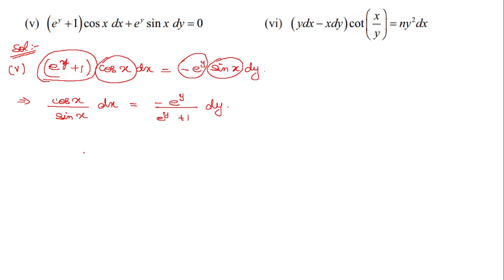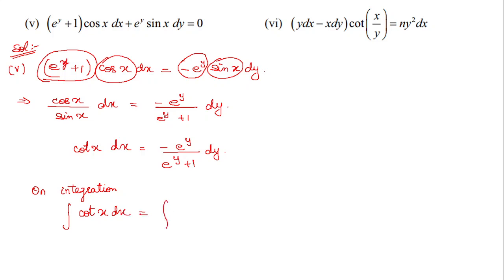Okay, so now we are going to integrate. So before that we will have this as cos x by sin x is nothing but cot x dx is equal to minus e power y by e power y plus 1 dy. Okay, so we will integrate. So on integration, integral cot x dx is equal to minus integral e power y by e power y plus 1 dy.